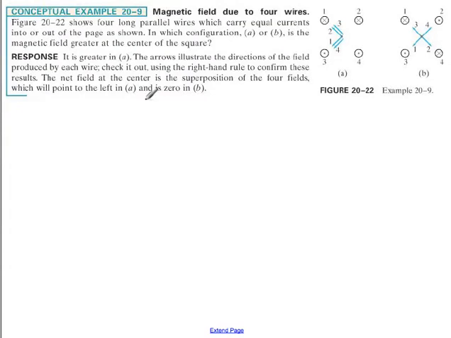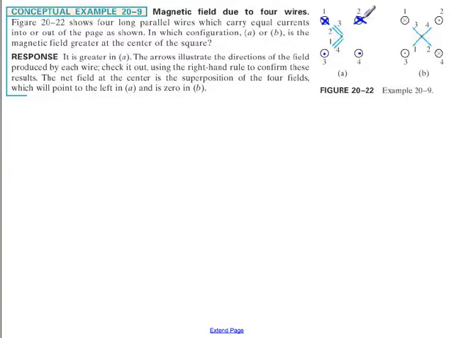Okay. Let's do another warm-up kind of problem. So here's another conceptual example. This one has several different wires. This would be very common to have wires like this in your house running to do different things, right? So it looks like we've got two going into the page. This one's going in, this one's going in, this one's coming out, and this one's coming out.